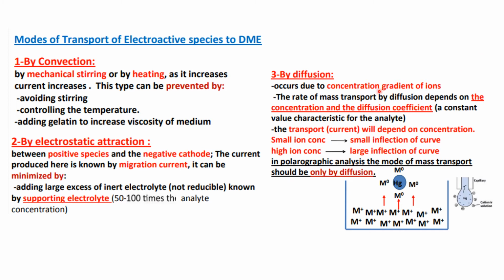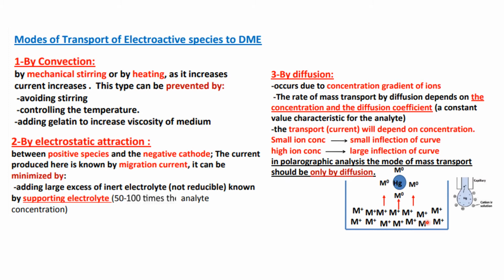Now coming to the diffusion process, diffusion current is formed when there is a concentration gradient of the ion. When there is a concentration gradient, a current flow occurs, and that corresponds to diffusion current. And in order to concentrate polarography solely on this diffusion current, you have to prevent convection and electrostatic migration current by the methods that we have already discussed. So diffusion current is mainly due to the concentration gradient, and that is depicted in a figure like this.